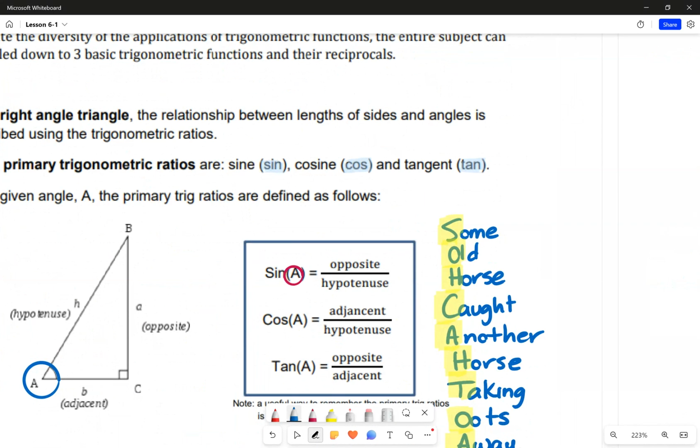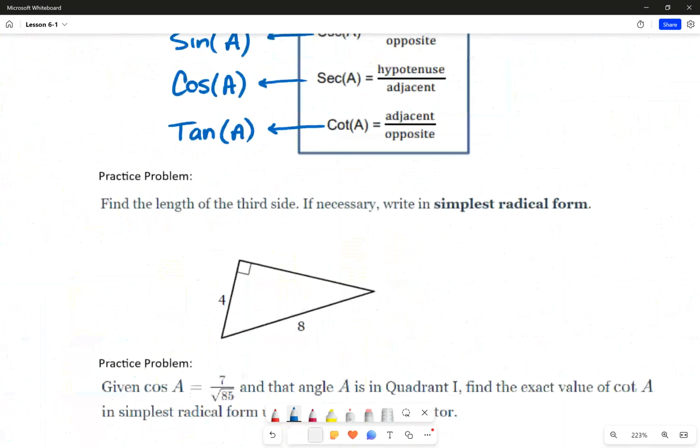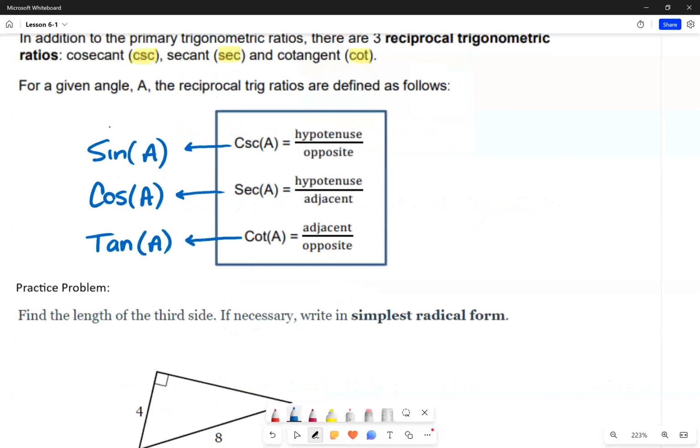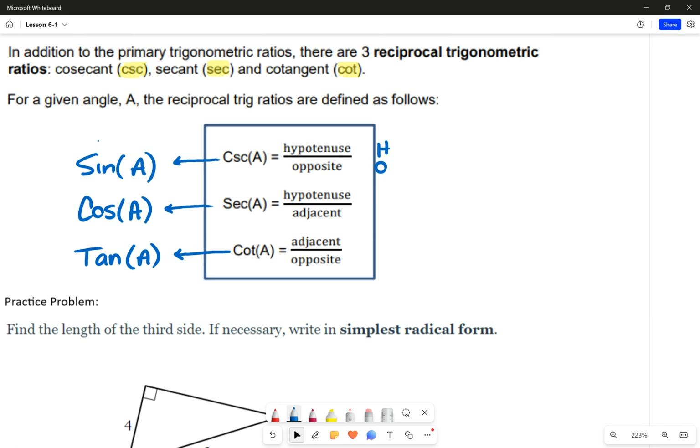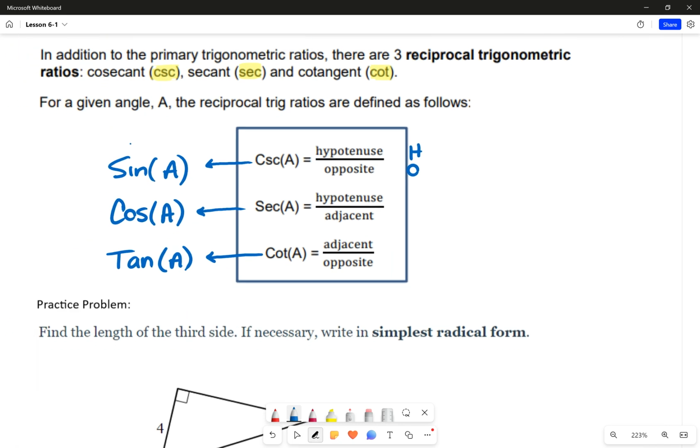So I'm going to do this right here so you'll see what I mean. Notice that sine is O over H, right? The reciprocal of sine would be H over O, okay? And then the same goes with the other two. So remembering which are those reciprocal identities is something you'll need to memorize.